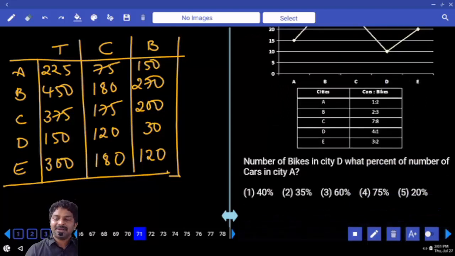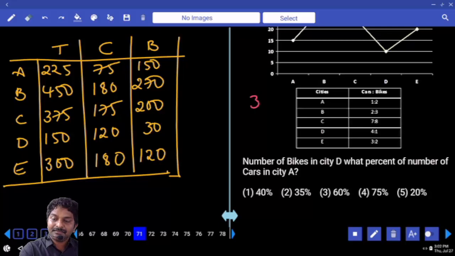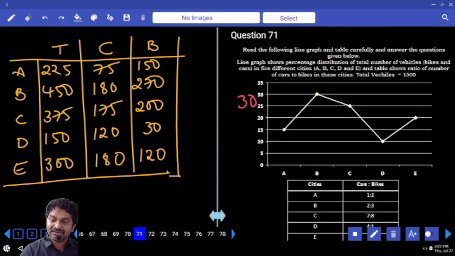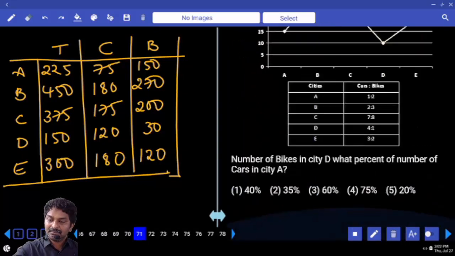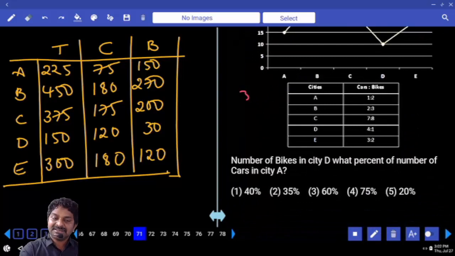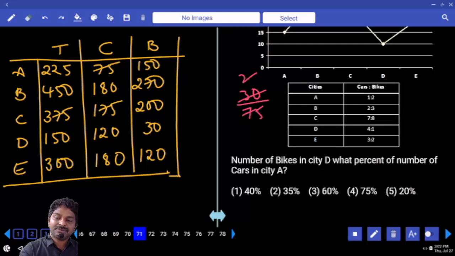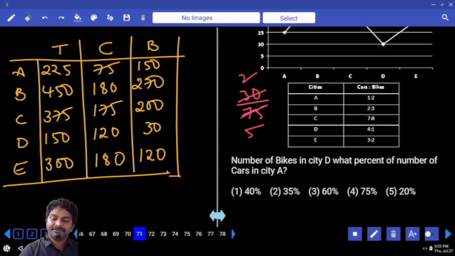Table is important. Once it is there, you can answer all the questions. Number of bikes in city D: what percent of the total number of cars in city A? Bikes in city D, how many are there? 30. As a percentage with respect to cars in city A, how many? 15 2 times, 15 5 times, 2 by 5, 40%.